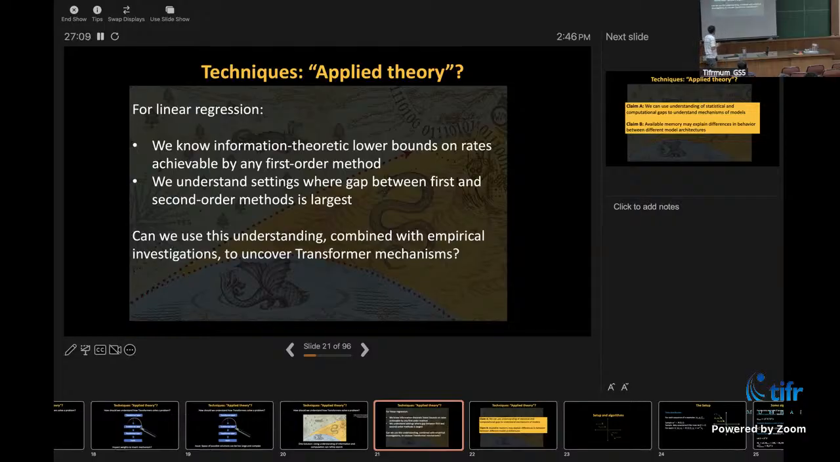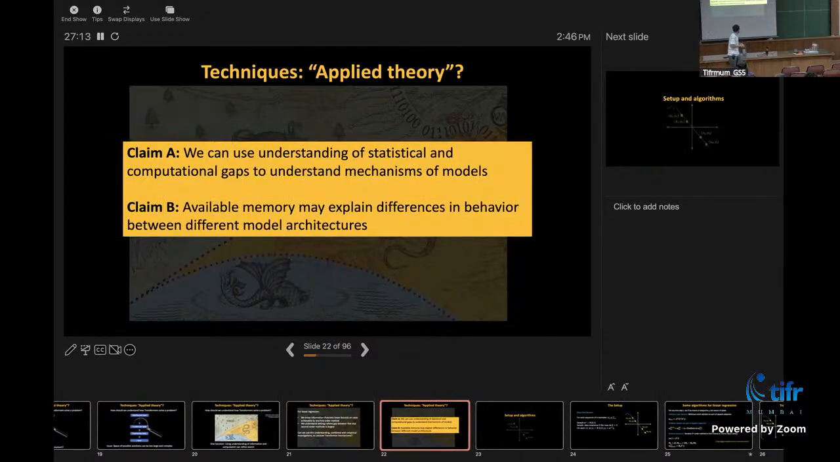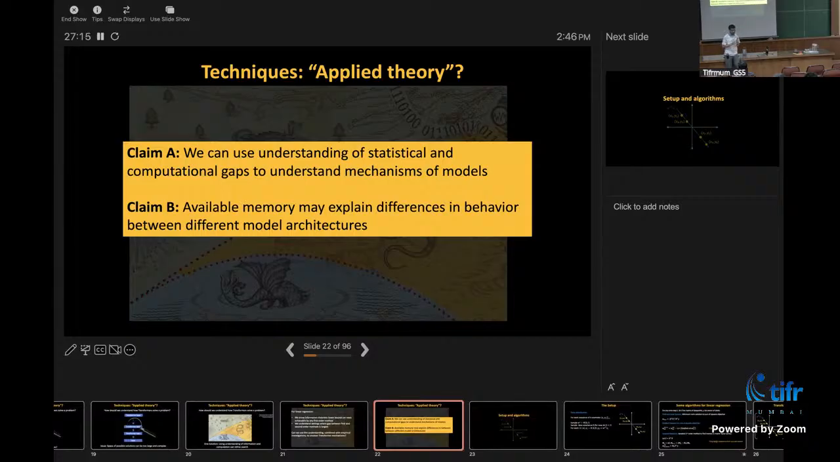And what I would want to convince you of are two things: one, that we can use some of this understanding of statistical and computational trade-offs to understand some of these mechanisms. And two, that the available memory may explain differences in behavior that we see across different architectures. So I'll be talking about some other architectures as well. And the claim is that the available memory may explain some of these differences. And I'll try to explain some of these claims and provide evidence for them.